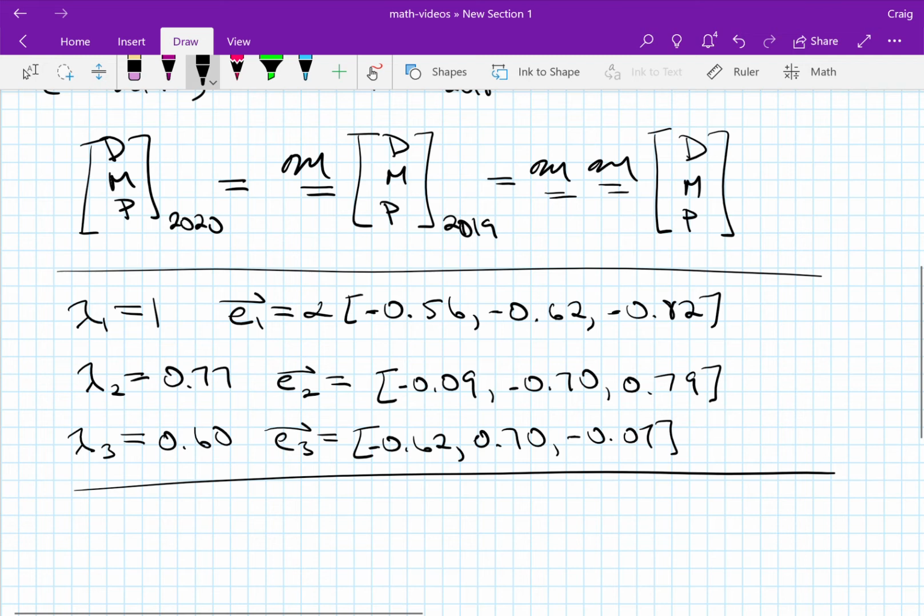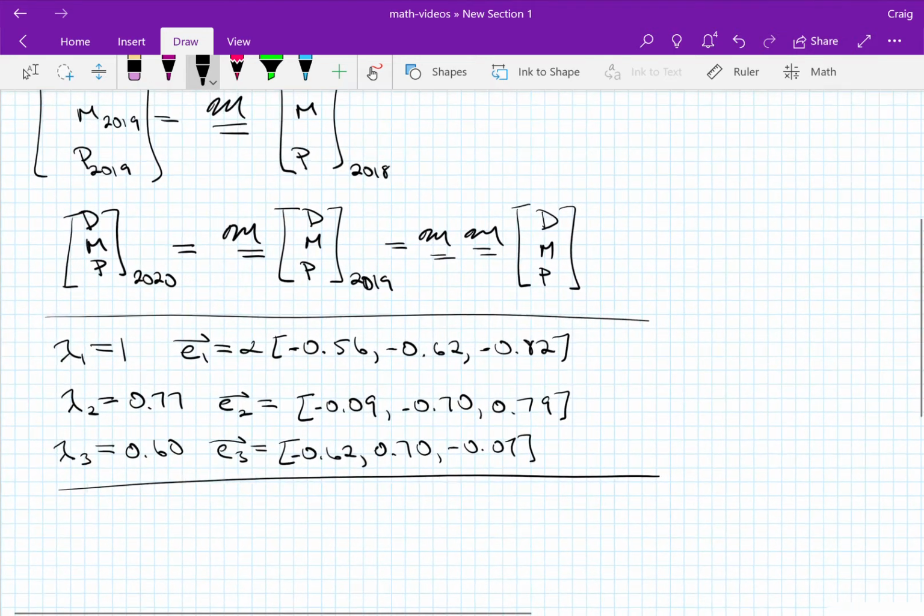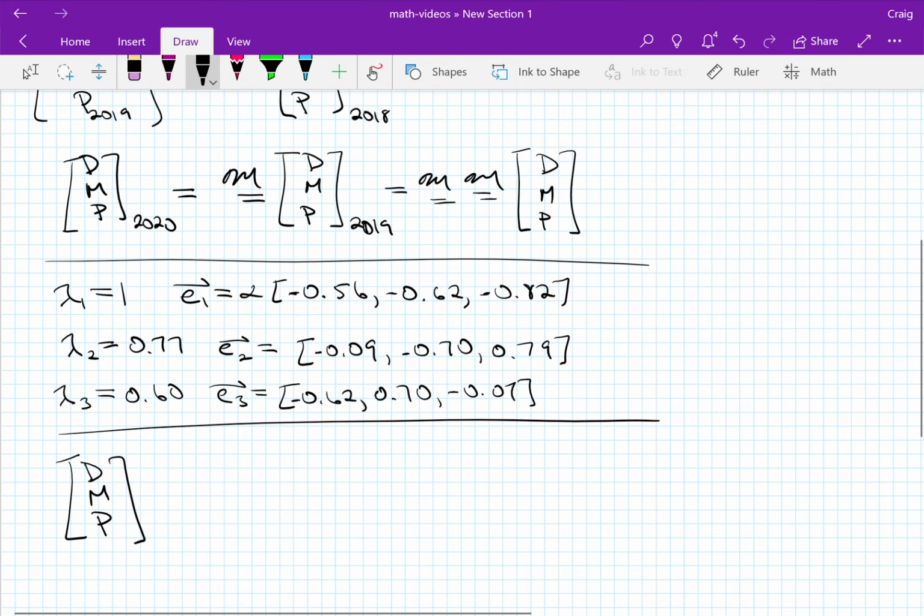So then the question is, what good will all of this be, and what do we use it for? Well, let's suppose that we want the population after 5 years. So let's say D, M, P, and let's just use this year as year 0. So we want the population at year 5.